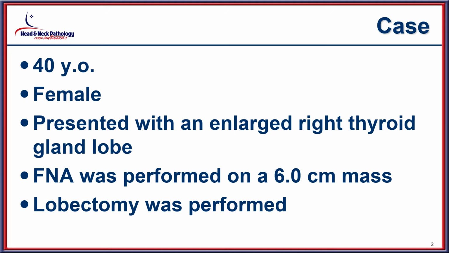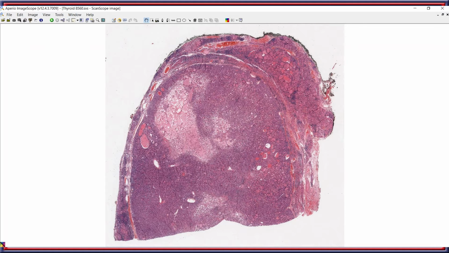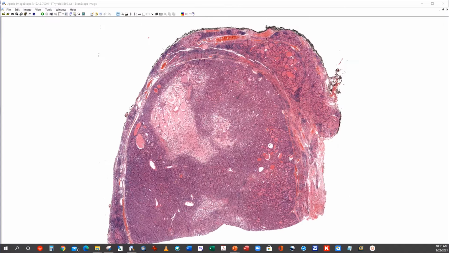So let's start off with a 40-year-old female who presented with an enlarging right thyroid gland lobe, upon which a fine needle aspiration was performed and a lobectomy was done for a 6-centimeter mass. I would like to drive a virtual slide for you. Here is the virtual slide that I would like to share with you of a thyroid gland.